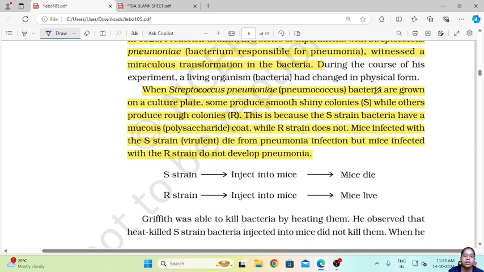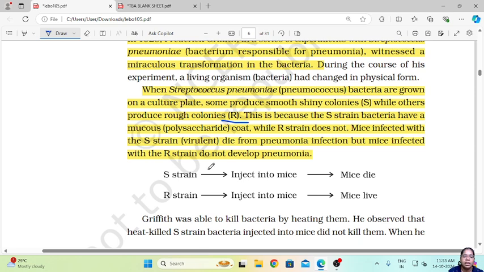When Streptococcus pneumoniae bacteria are grown on a culture plate, some produce smooth shiny colonies that he termed the S colony, while others produce rough colonies that he termed the R colonies. This is because S strain bacteria have a mucus, a polysaccharide coat, while the R strain does not. He injected mice with the S strain, the virulent strain, and the mice died due to pneumonia infection, but mice infected with the R strain did not develop pneumonia.